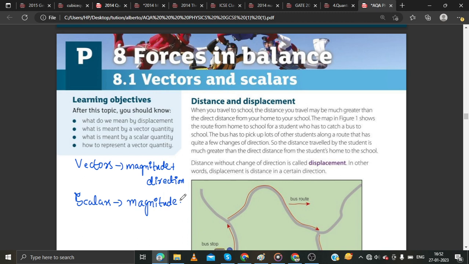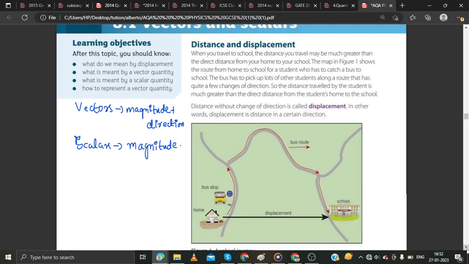In my displacement, I can see that my person started from home, moved all the way to the bus stop, to the bus route, then to the school, and after that he came back to his home. In such a condition, the distance is the total path length covered, whereas the displacement is the distance between the starting point and the end point. Since the person returned to his home, his starting point and end point coincide with each other, so his displacement is 0. Whereas the distance is not 0, it is a very large value.